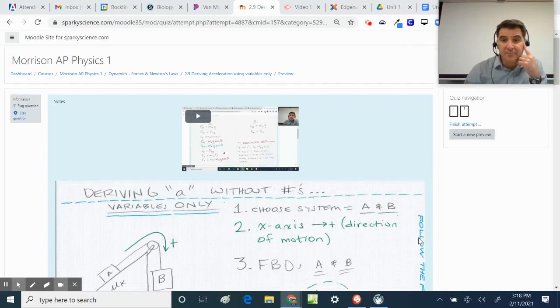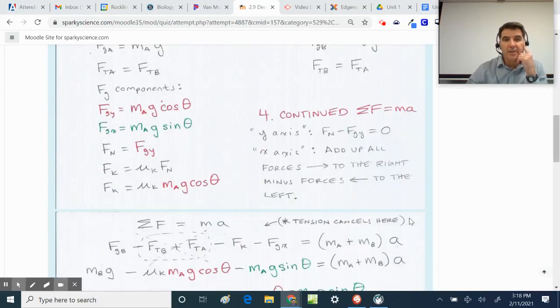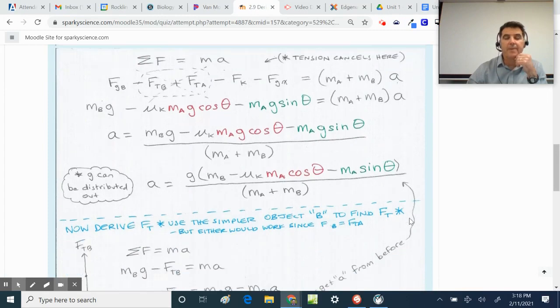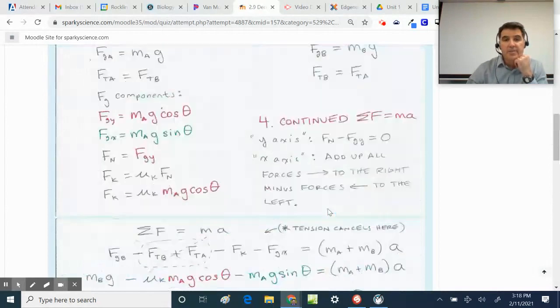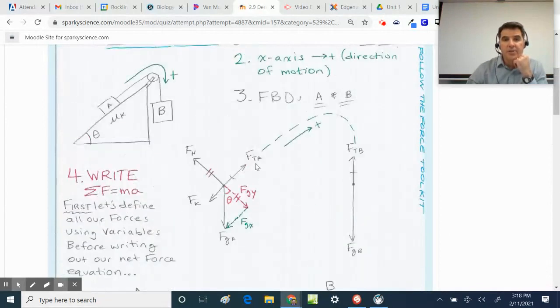Okay, part two. So we talked about all this stuff and we got to here. The next step is going to be to derive the force of tension. And if you look up here, you could derive the force of tension here or here, and you get the same answer in both ways, the same magnitude. This one is much more complex. This one is much more simple.